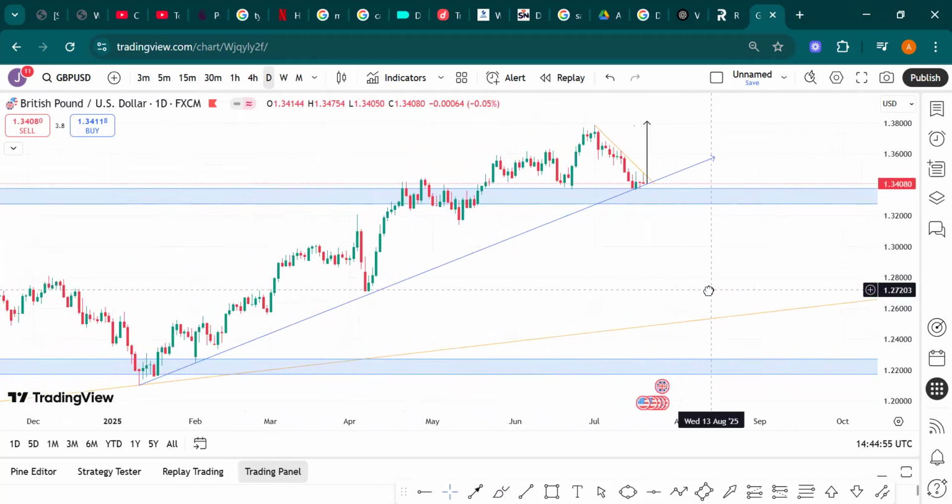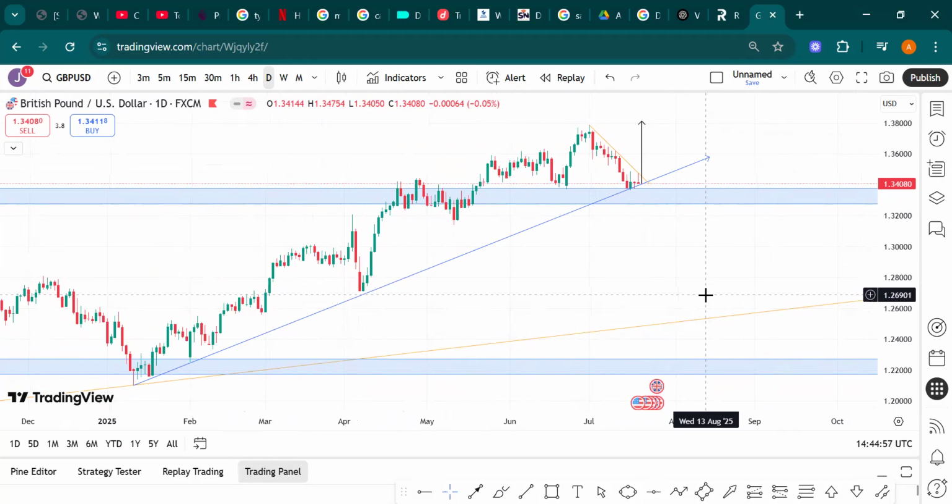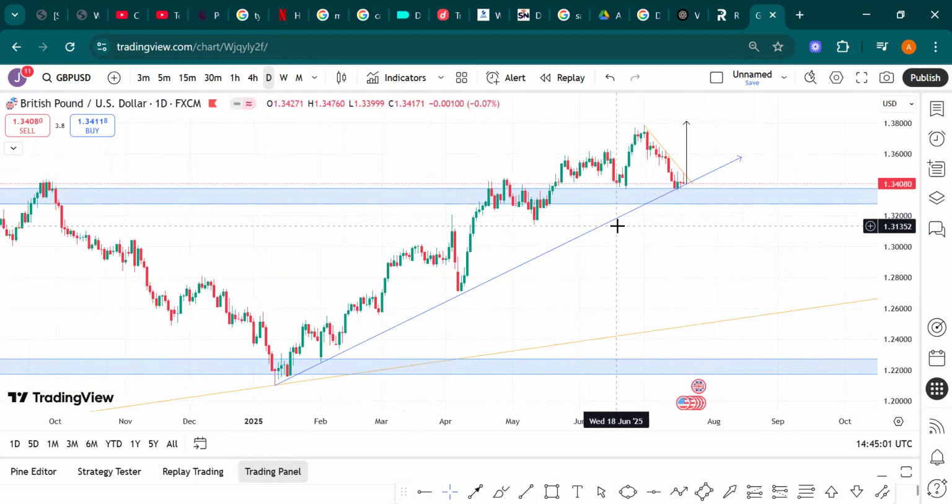So if you come across this before the market opens, you can compare this with your own analysis and probably combine them to make a better decision in the market.